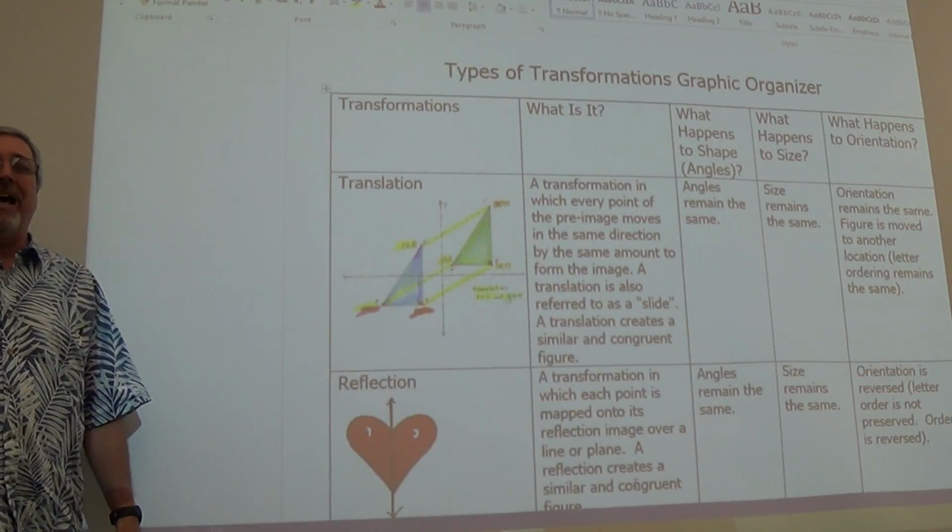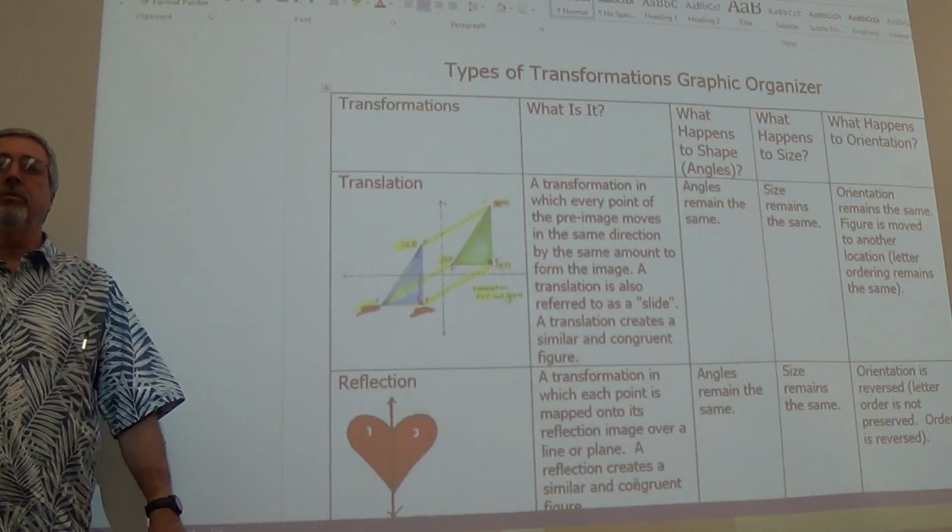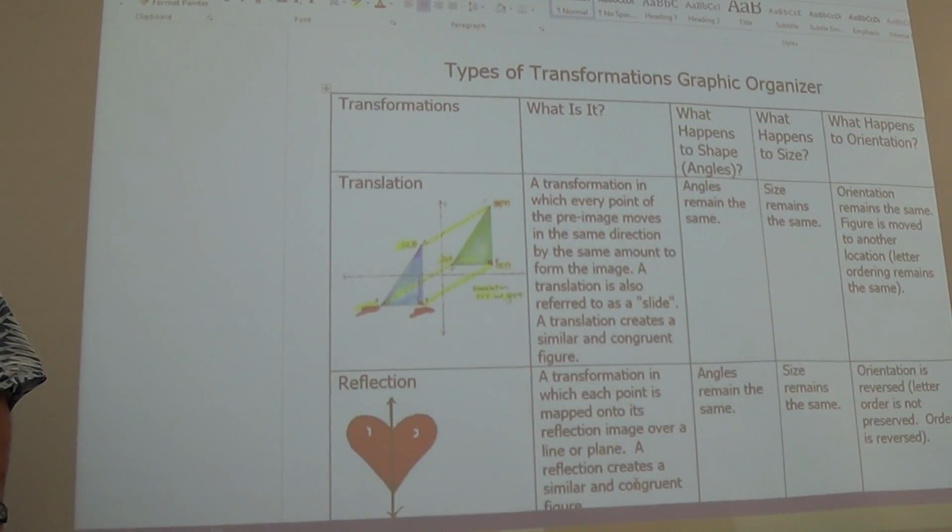That means, without looking to determine what they said was the pre-image or the image, stop flicking your pen for me, please. Looked at you twice.